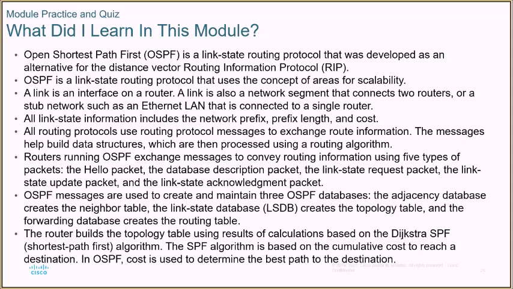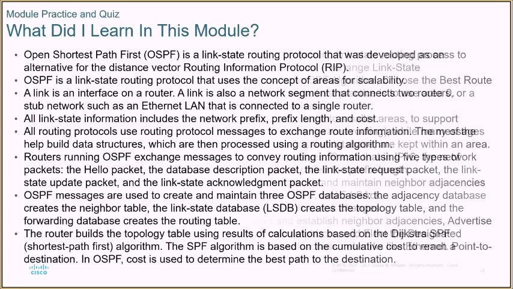The adjacency database creates the neighbor table, the link state database creates the topology table, and the forwarding database creates the routing table. The router builds the topology table using results of calculations based on the Dijkstra SPF algorithm, and the SPF algorithm is based on the cumulative cost to reach a destination. In OSPF, the cost is used to determine the best path to the destination. As I said, it's the metric.